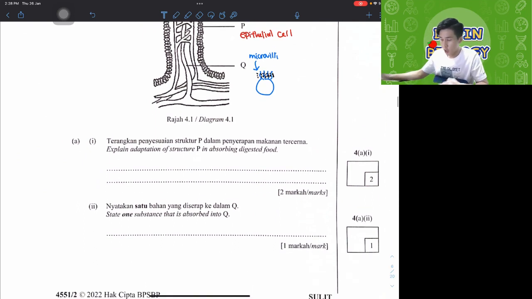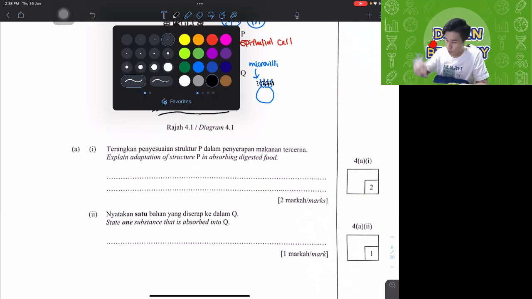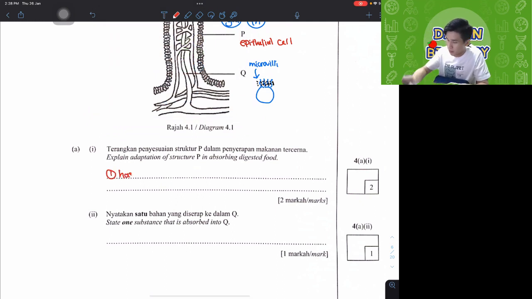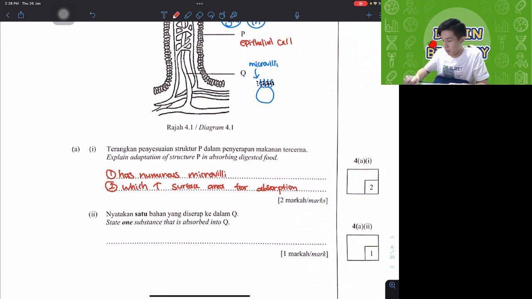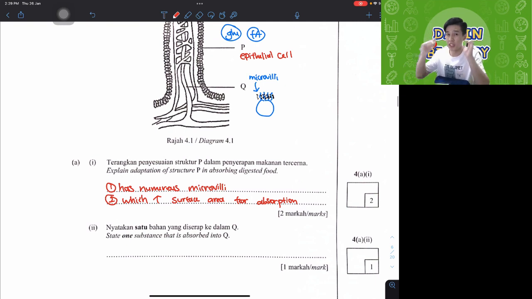Okay, so we can say it has microvilli, has numerous microvilli. Bilangan microvilli yang banyak. Villi or villus are same thing, which increases surface area for absorption. But of course, I know some of you also will be thinking about this one.